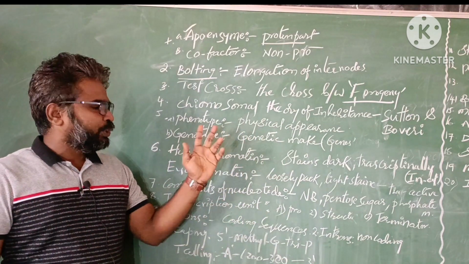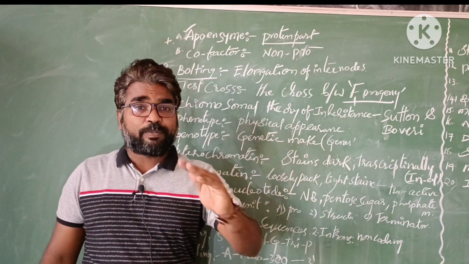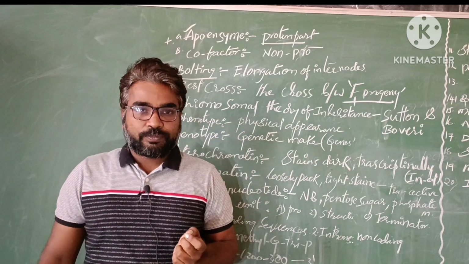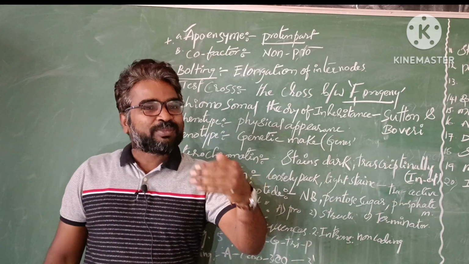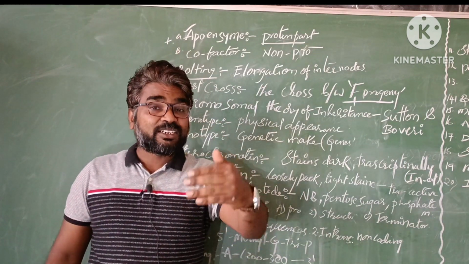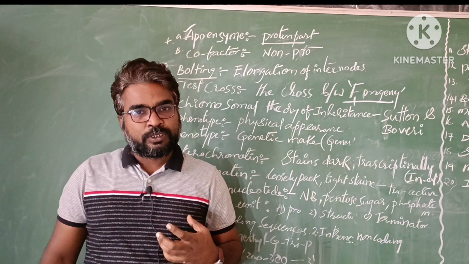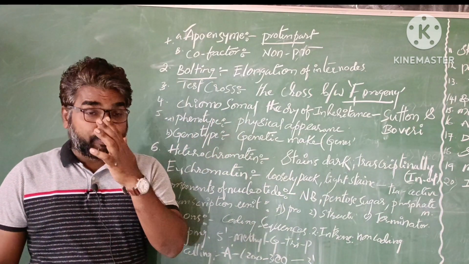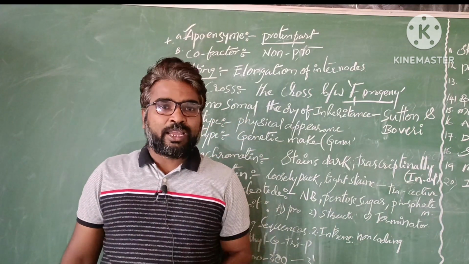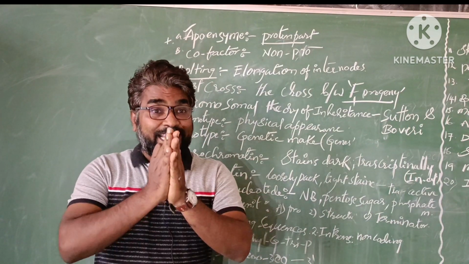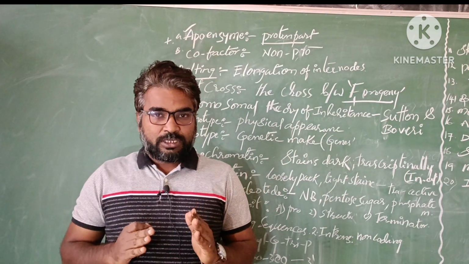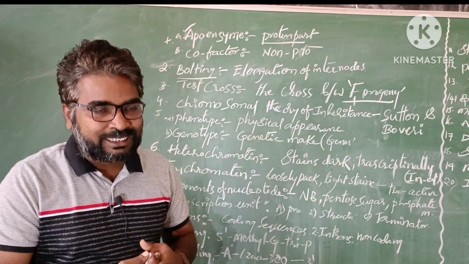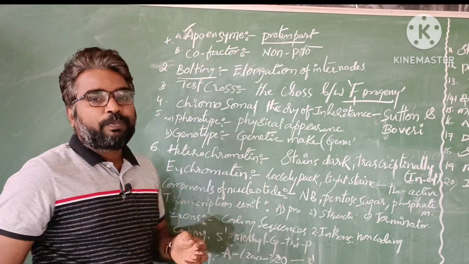Next one, phenotype and genotype. From genetics, phenotype means how we see an organism externally, the external structure of an organism, or the external structure of a fruit, which may be seen with our naked eye. The external characters, the external shape, the external color, we call a phenotype.